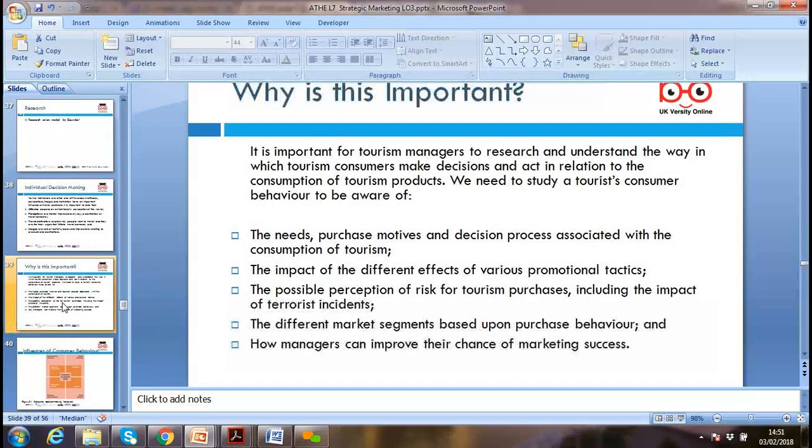Why is it important? It is important for tourism managers or various other managers to research and understand the way in which the travel and tourism consumer makes decisions, or in any other industry, on what basis the consumer makes the decision. Like in some countries, people make the decision purely on price. In some countries, people may make the decision based on the quality of the product. So we need to understand it better to develop our perception, and of course we can understand it better.